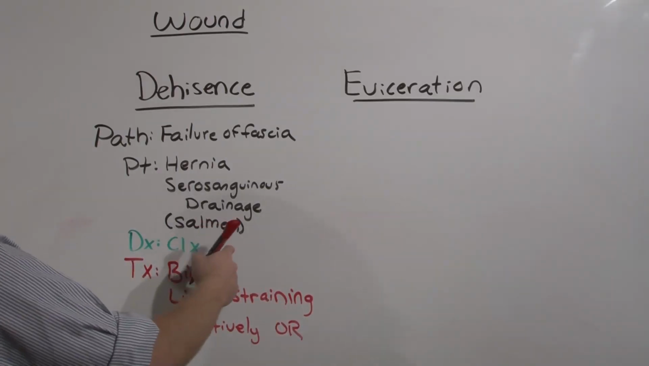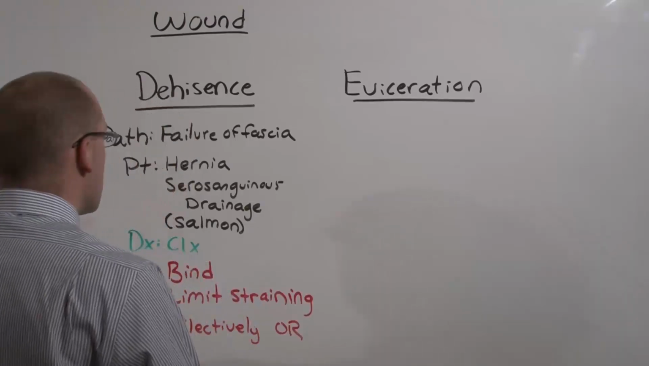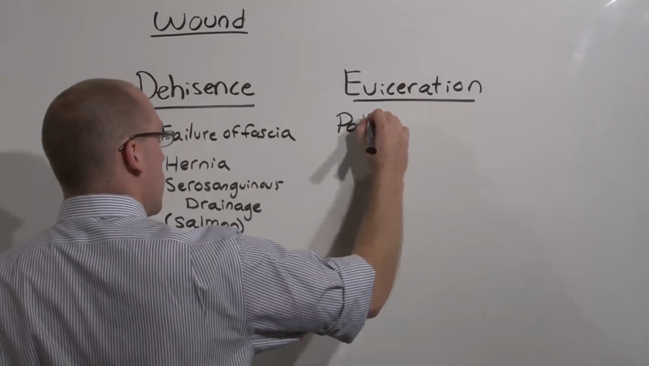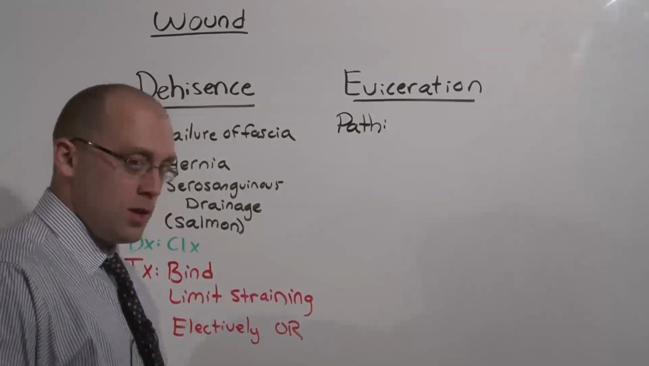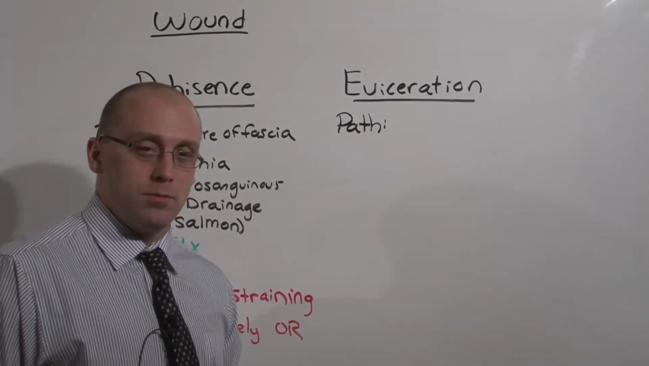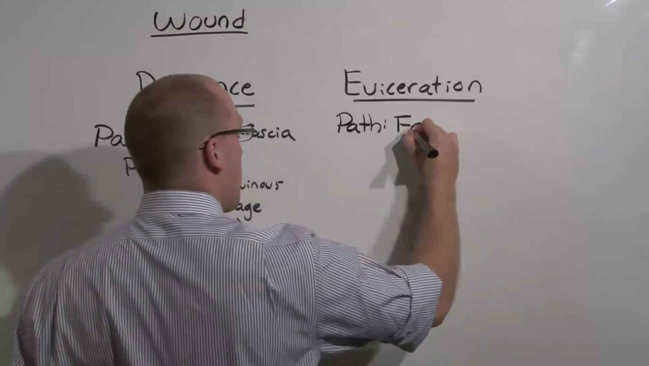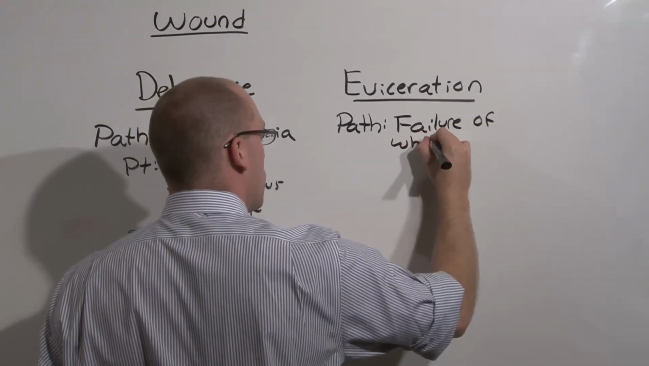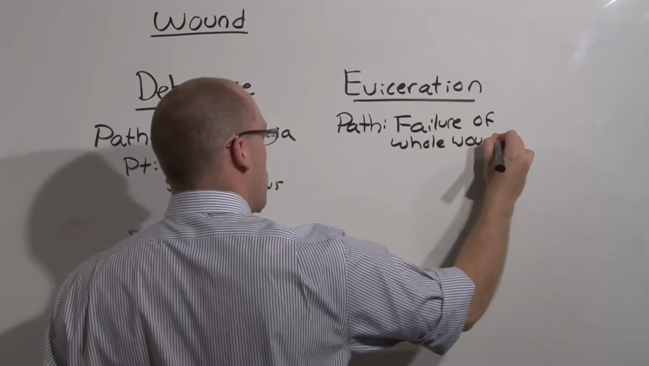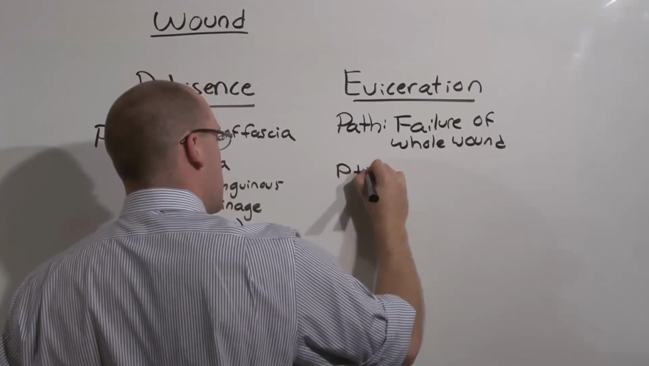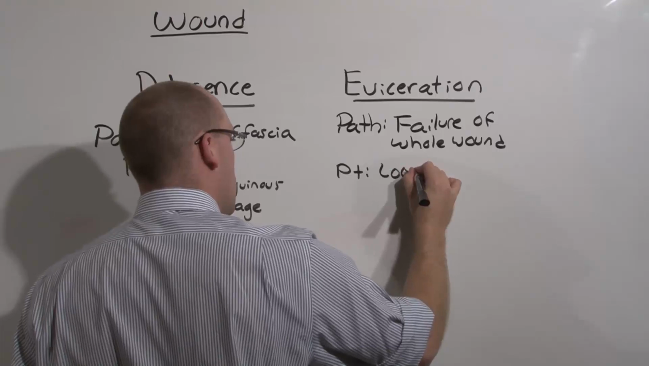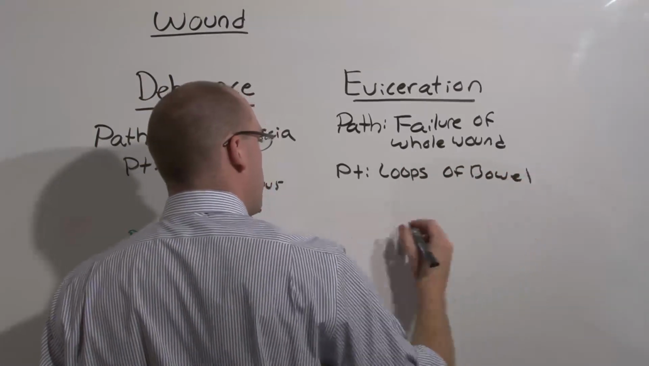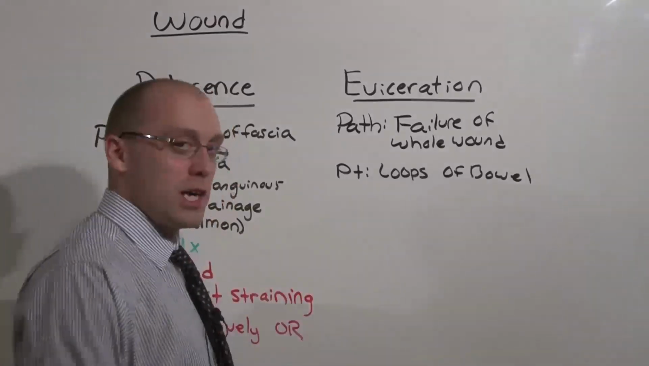This is very different from evisceration. This is a failure of not only the fascia, but the skin as well. Basically, the wound just pops open. It's a failure of the whole wound. And what you're going to see is loops of bowel exposed to the outside. You're actually going to be able to see them outside of the patient.